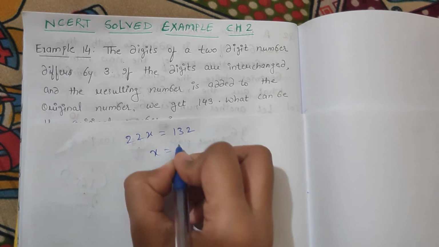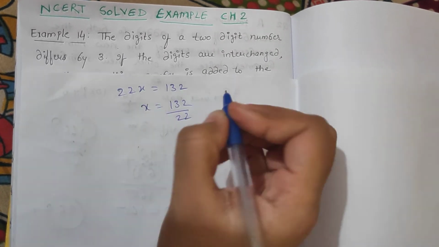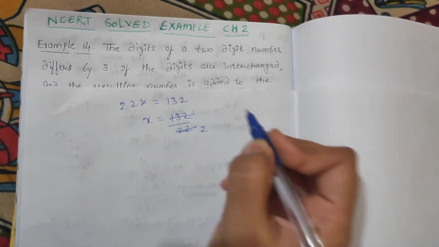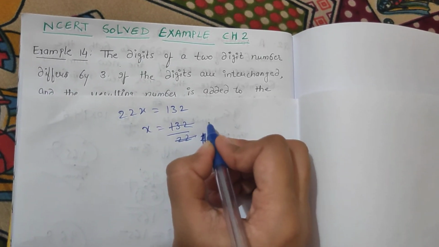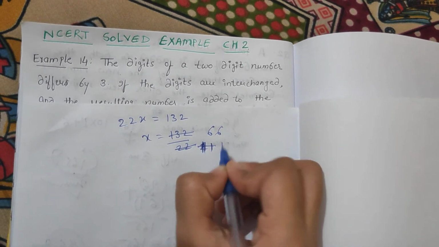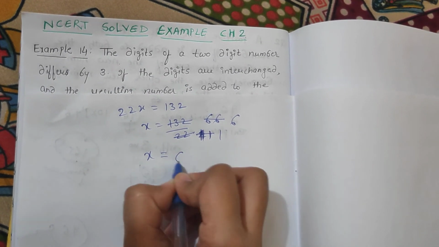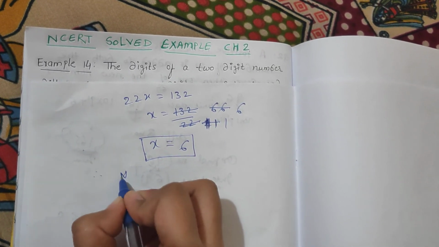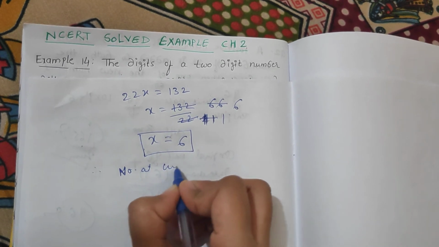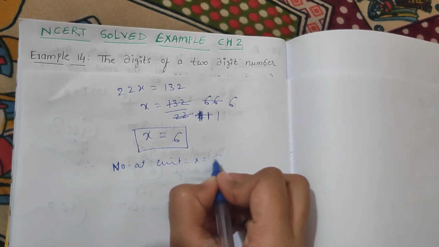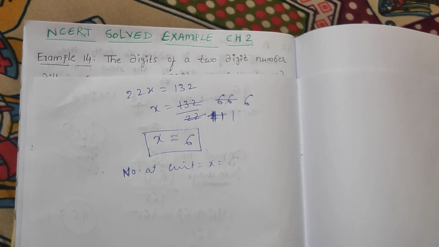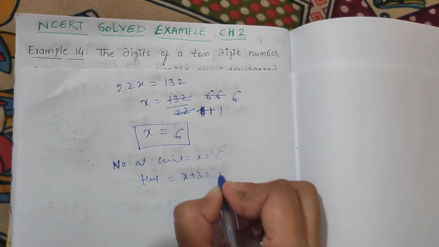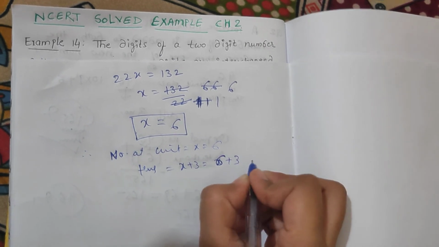So what will x be? It will be 132 divided by 22. That is 6, so x equals 6. Therefore, we know that the digit at unit place is x, so here it is 6. The digit at tens place is x plus 3, that is 6 plus 3, that is 9.